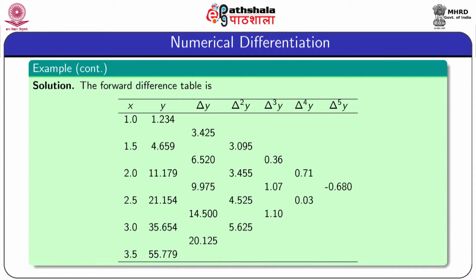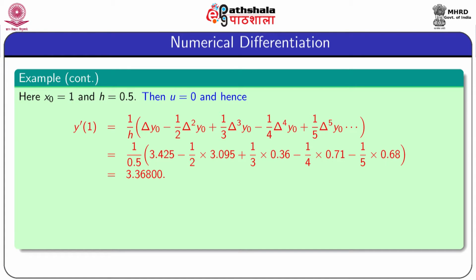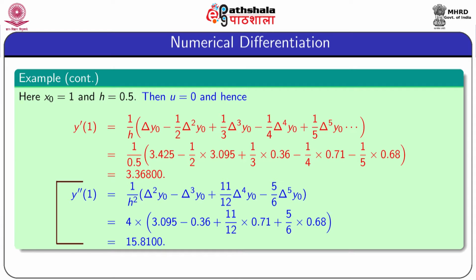This is the forward difference table which is required to calculate the derivatives of different orders. In the first case, x0 equal to 1, and we have seen that the step length is 0.5. So for this case, u equal to 0, and hence the first derivative at 1 equal to this expression, and after simplification this is equal to 3.36800, correct up to 5 decimal places. And the second derivative at 1 is also given by this expression, and after simplification it is equal to 15.8100, correct up to 4 decimal places.